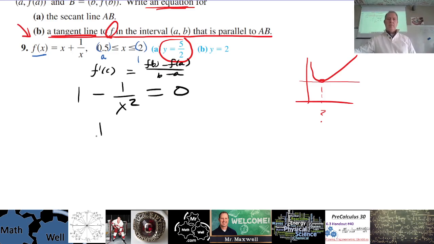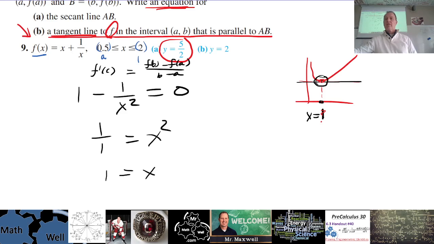So 1 over x squared equals negative 1. Okay, so 1 equals x squared. So x is 1. Well, 1 minus 1 over 1 would give us 0, so x is 1. So this is the x value. So we know that there's a horizontal tangent line at x equals 1.